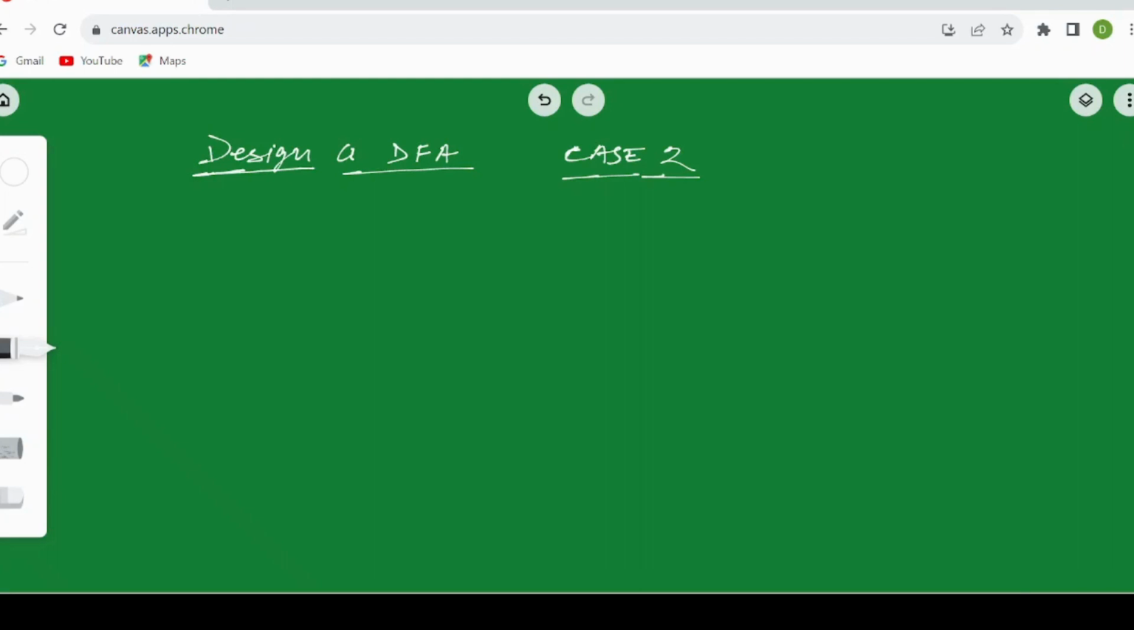In this part of the lecture, we'll see how to design a DFA, deterministic finite automaton, for case 2. In case 2, the language L will contain a finite number of strings and all strings are of different length.